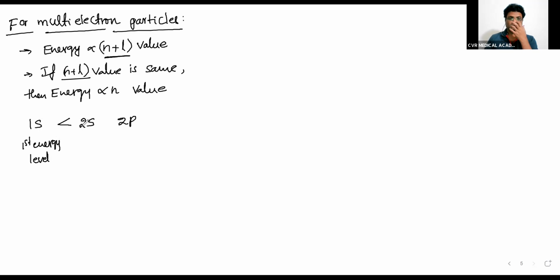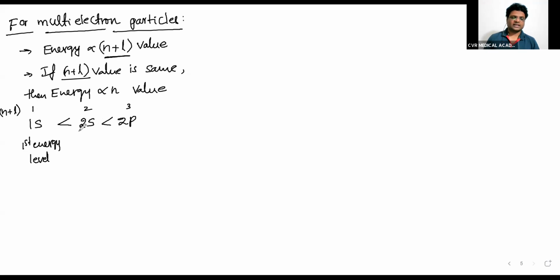This is the different point for single electron system and multi-electron system. For single electron system, 2s and 2p have same energy. But here it is less. 2s less than 2p. Why 2s less than 2p? N plus L value is greater. Here 1, here 2, here 3. P subshell has L value 1. 2 plus 1. Okay, like this.